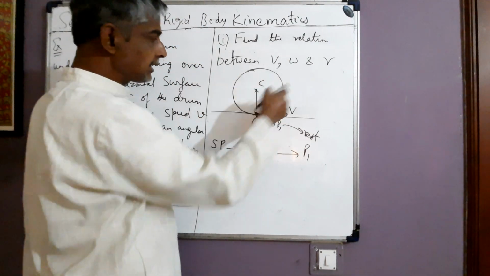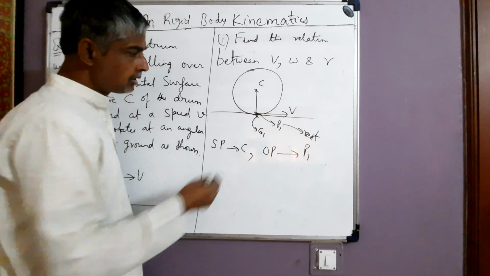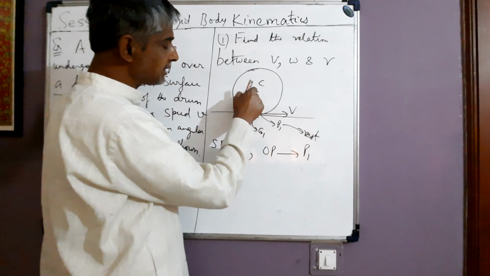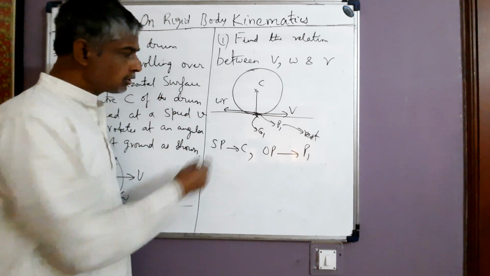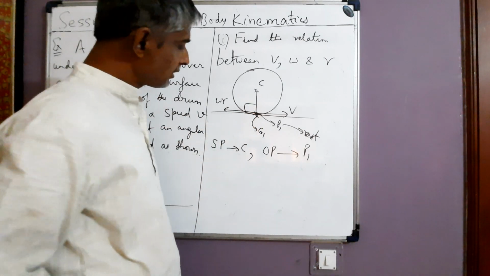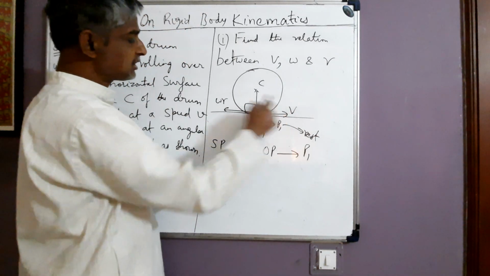P1 moves in a clockwise circle with C as center, radius R. So if P1 is to move in a circle with center C and radius R, we give a speed omega R to P in leftward direction. Then only it is going to be a clockwise circular motion. The velocity of P1 now is the vector sum of these two.